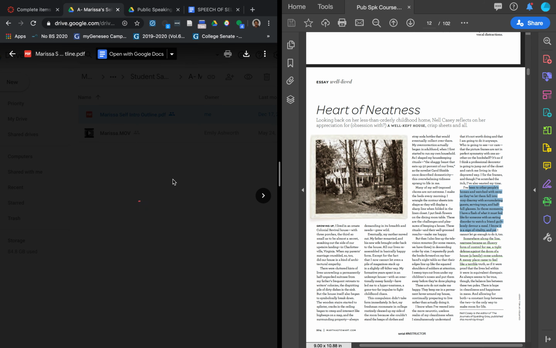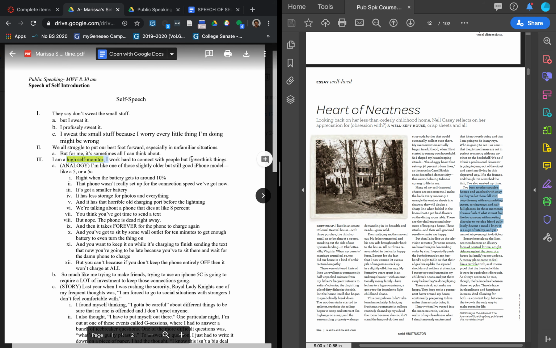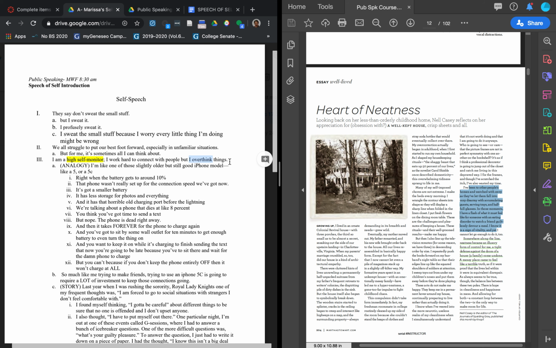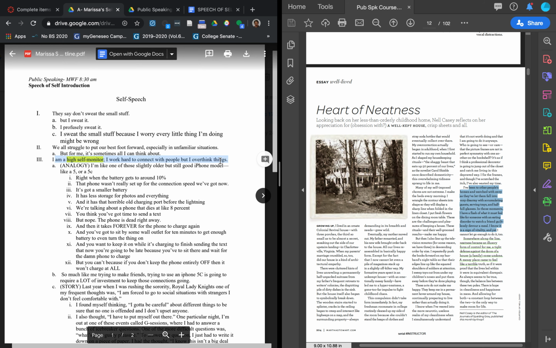Let's look at Marissa's analogy. So again, high self-monitor, overthink, but I'm also really good at focusing, I'm intuitive, I connect with people. So that's the theme. So we want to make sure that this remains present throughout the analogy.